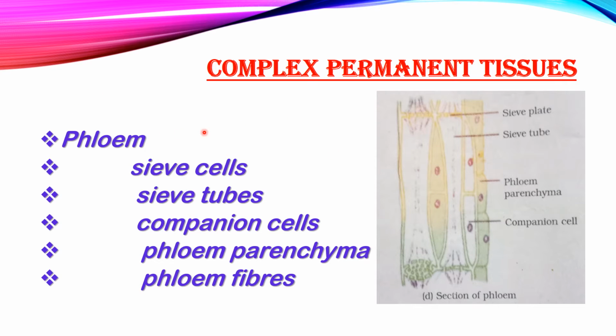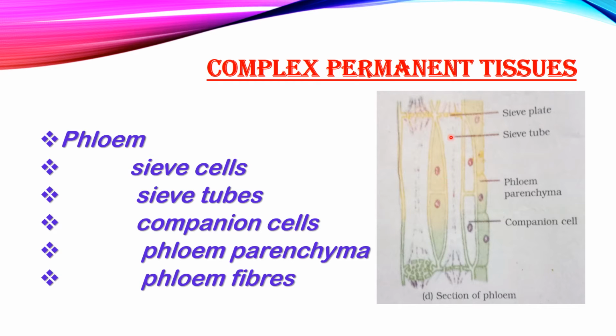Next, now phloem. What is the function of phloem? It conducts food and nutrients from one part of the plant to another. In the case of xylem, water moves vertically from roots to other parts of the plant, but in phloem, the food moves in all directions, upward as well as downward, where the food or nutrients are needed. We have done that xylem and phloem are both conducting tissues, and they form vascular bundles in plants. Phloem consists of sieve cells, sieve tubes, companion cells, phloem parenchyma, and phloem fibers.